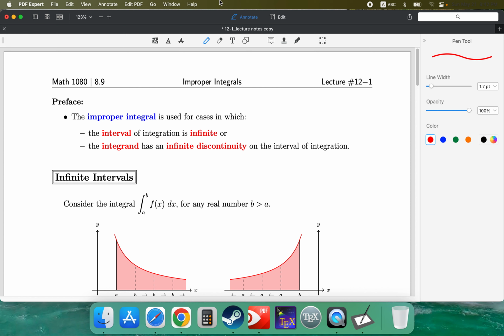Hello everyone, today we want to talk about 8.9 improper integrals. The improper integral is used for cases in which the interval of integration is infinite, or the integrand has an infinite discontinuity on the interval of integration. So in this lecture, we will talk about the first case when the interval of integration is infinite. So let's take a look at page 2.